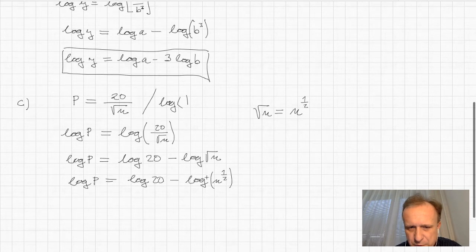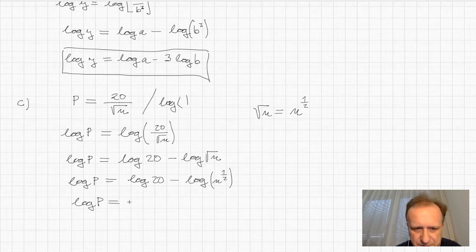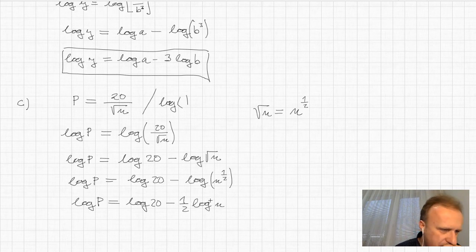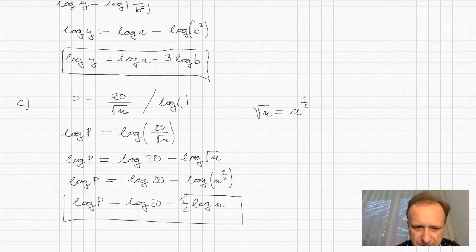So it's time to use the third law of logarithms and replace this by the product. So it's the logarithm of p equals the logarithm of 20 minus 1/2. This exponent goes in front of the logarithm, and I have the logarithm of n. And this is the third answer in this exercise.